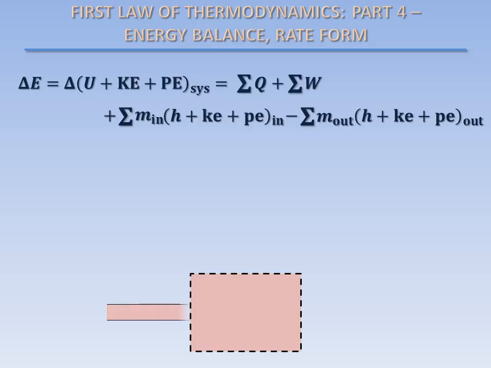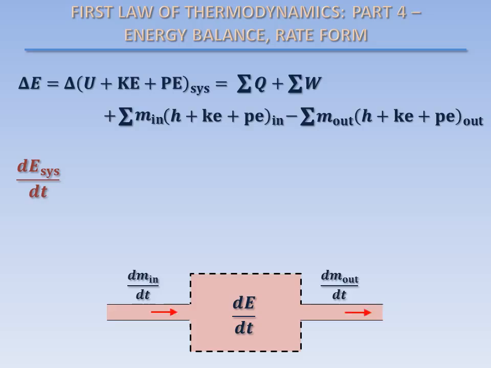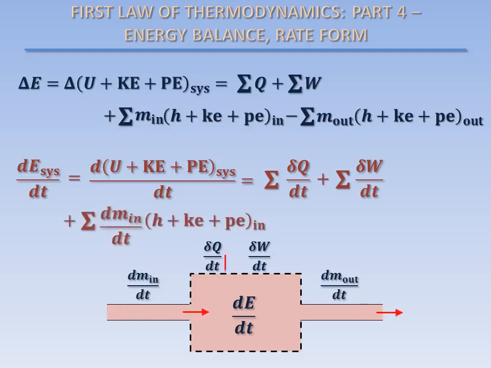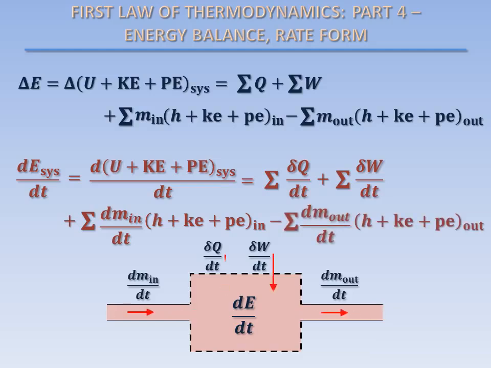It's useful to write our energy balance in a rate form, especially when mass is flowing into and/or out of our system. The change in total energy of the system with time, or the rate of change of energy of the system, is equal to the sum of the rate at which heat energy is transferred into and out of the system, plus the sum of the rate at which work energy is transferred into and out of the system, plus the rate at which energy is transferred into the system by mass flow, minus the rate at which energy is transferred out of the system by mass flow.